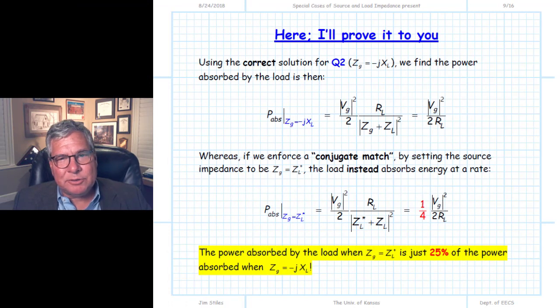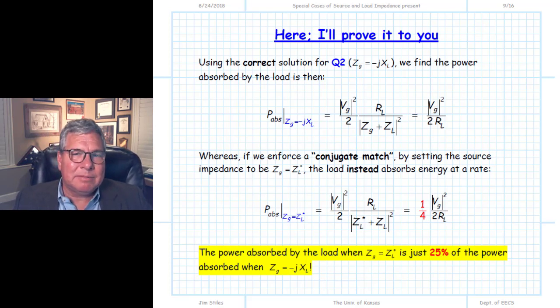If you're skeptical, let's do the math and figure this out. Let's go through and see what happens when we make our source impedance equal to the opposite of the load, purely reactive, the complex conjugate of the load. If we make our source impedance equal to minus jXL, we can calculate the power absorbed by the load, the power delivered by the source, and it's equal to this.